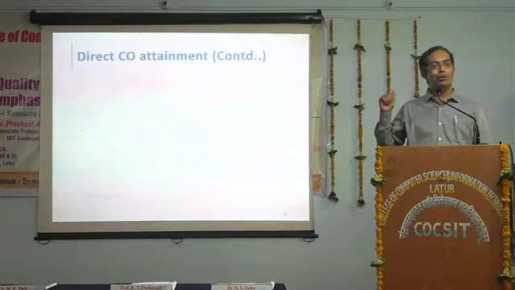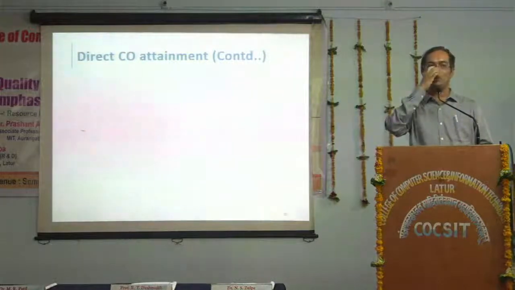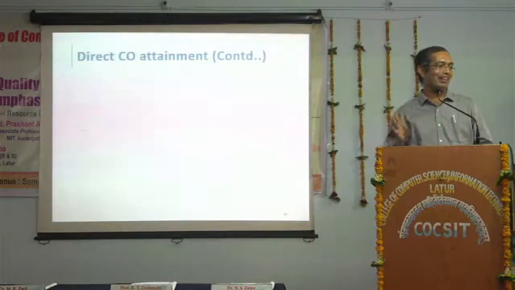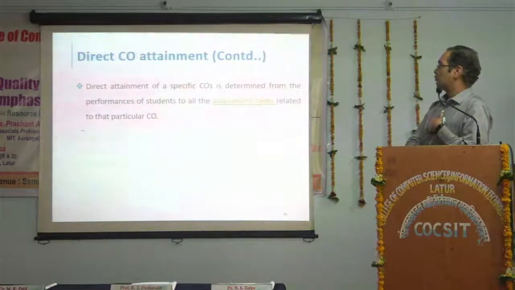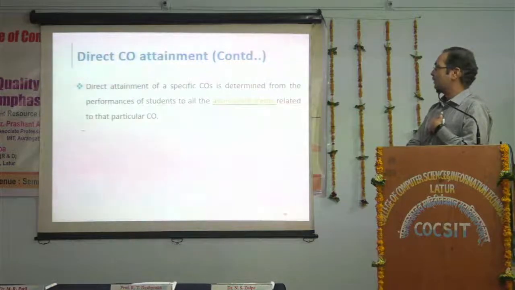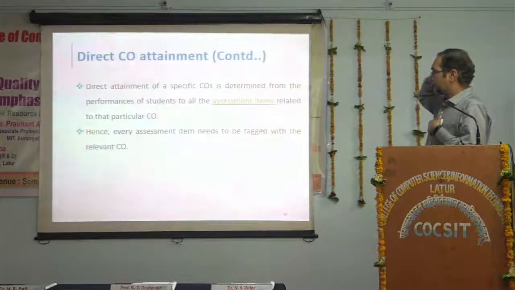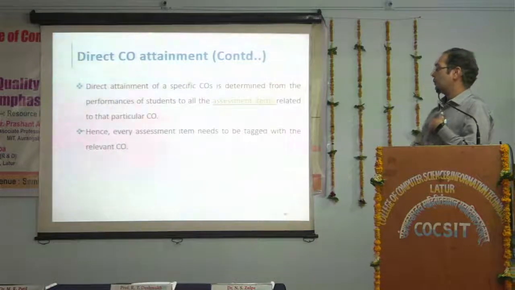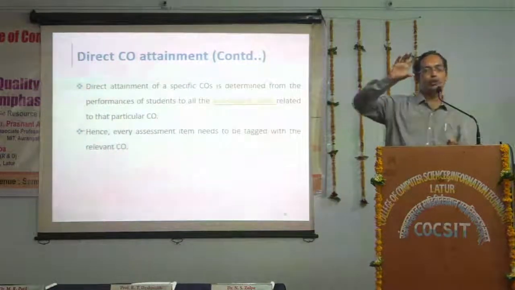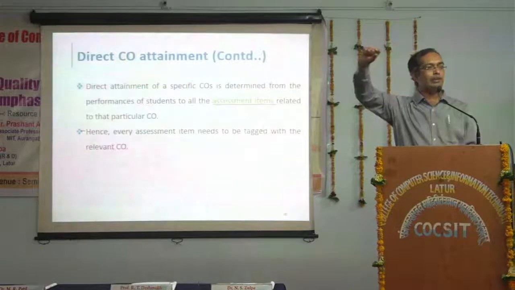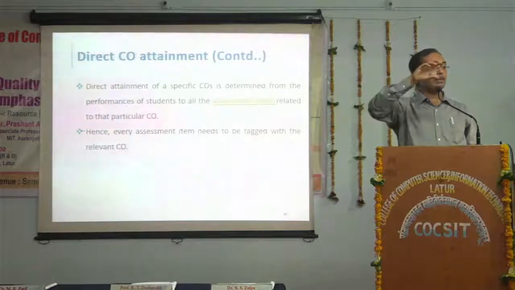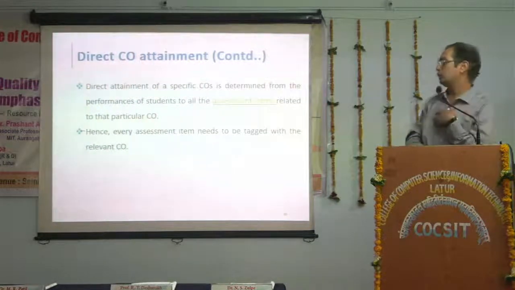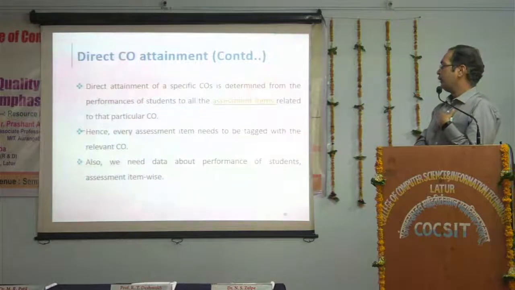So you have to do these things very rigorously, right? Because if you fail here, you will fail in the entire attainment. So direct attainment of CO is determined from the performance of the students in all assessment items related to the particular CO. Every assessment item needs to be tagged with the relevant CO. So if I am writing some question, I need to tag it with the relevant CO, whether this particular question is addressing that CO, right? I will show you the question paper. Also we need data about the performance of the student, assessment item wise.